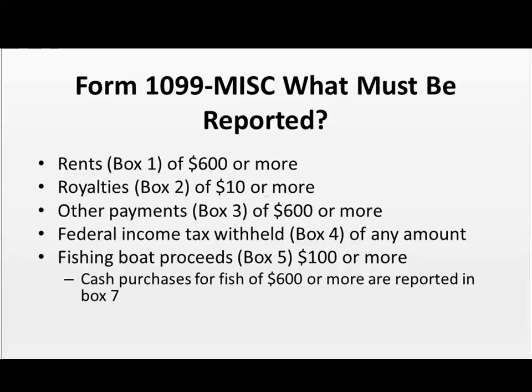Federal income tax withheld in Box 4, of any amount. So if you withheld something, even though the payment was less than $600 or whatever the threshold is, you should still issue a 1099 because you need to report that income tax withholding. And you might as well include the other item on there as well. Fishing boat proceeds of $100 or more in Box 5. That's the catch sharing arrangement, whether that's in cash or fish. I guess it doesn't say. But cash purchases of fish of $600 or more are reported in Box 7. That's non-employee compensation.